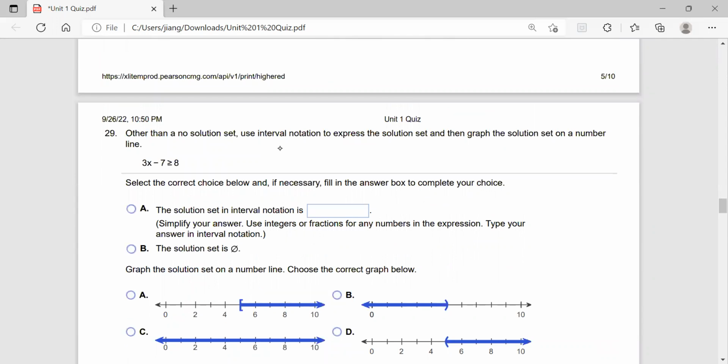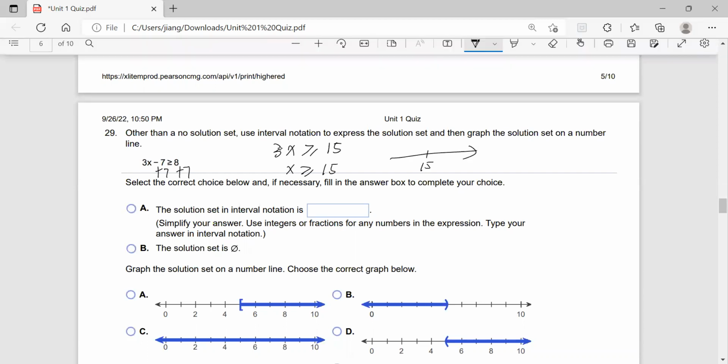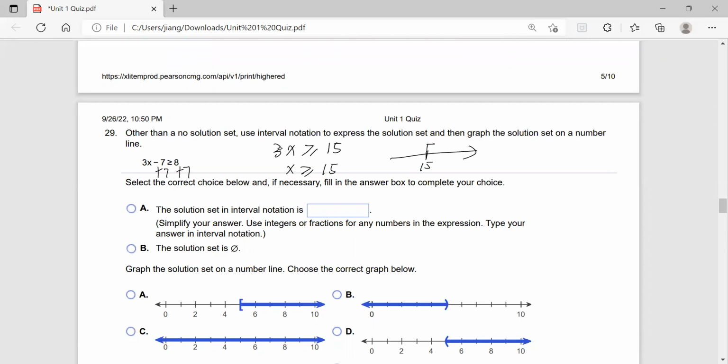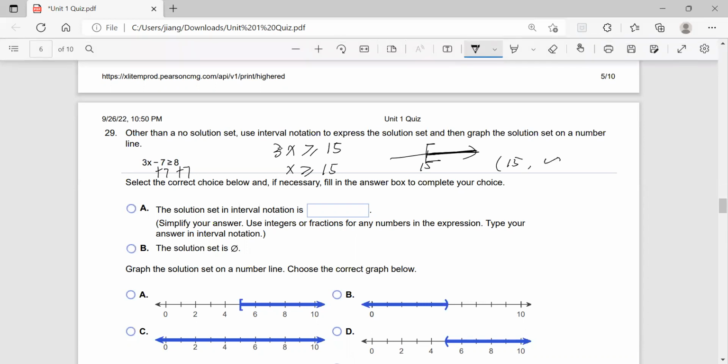So for this one, how to solve the x? Get rid of the 7 on both sides. Add 7, add 7. 3x is greater than or equal to 15, then divide by 3 on both sides. X is greater than or equal to 15. That means draw a number line. Here is 15. Greater than or equal to, that means brackets, and highlight this side. So it's from 15 to positive infinity.